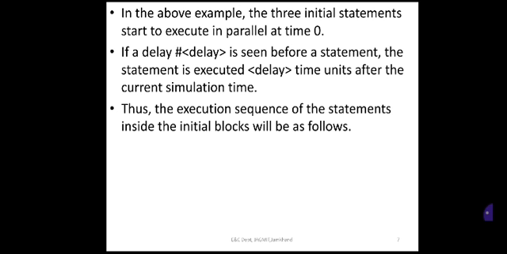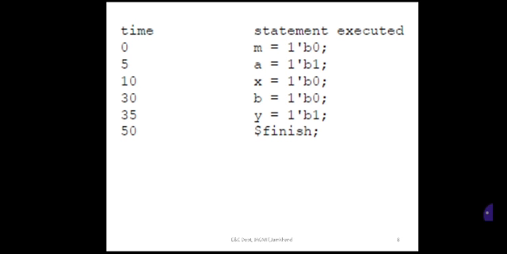So in this example, the initial statements start to execute in parallel at time 0. If a delay, hash followed by a number, is seen before a statement, the statement is executed after that delay in time units after the current simulation time. Therefore, the execution sequence of the statements inside the initial blocks will be as follows. See here, the execution time is given. The first statement starts at 0 and the statement executed is m is equal to 1'b0. In the second initial block we have 5 time units, so after 5 time units, a is equal to 1'b1 is executed.